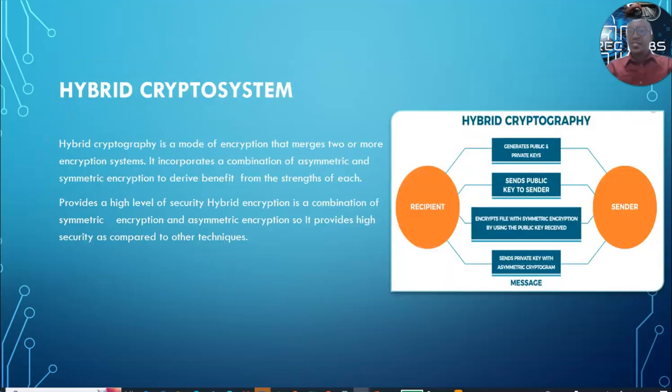A hybrid crypto system is important because you want to achieve all the security services. This is a mode of encryption that merges two or more encryption systems, whether you combine SKC and PKC, or whether you combine a hash function with PKC. The idea is that you want to achieve those cryptographic features as much as you can, because those security features are the ones that help you prevent passive and active attacks.